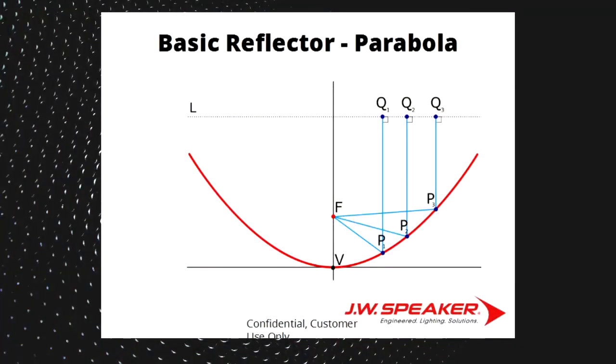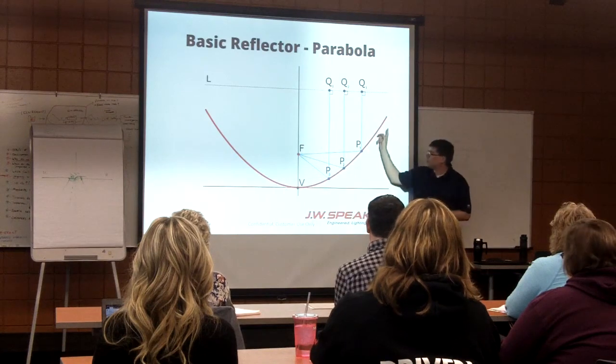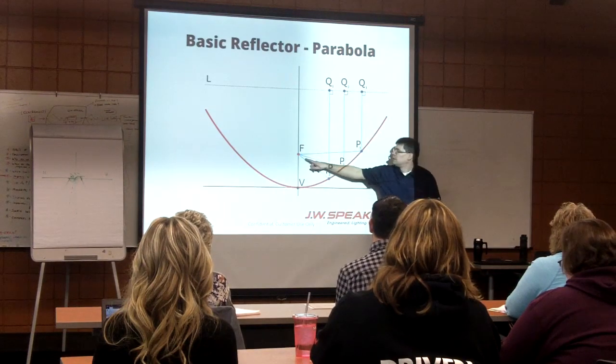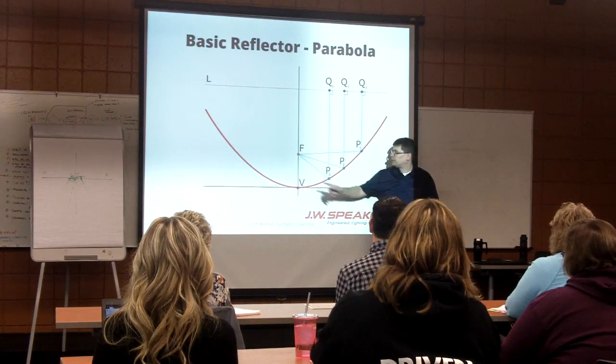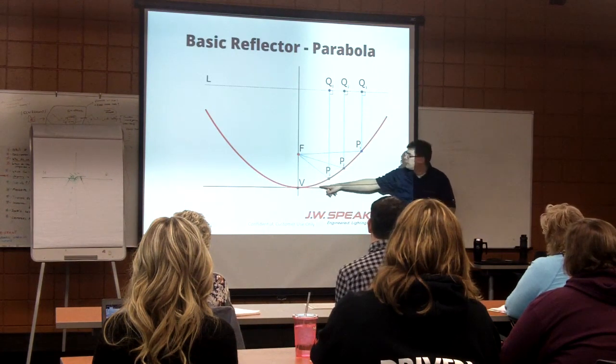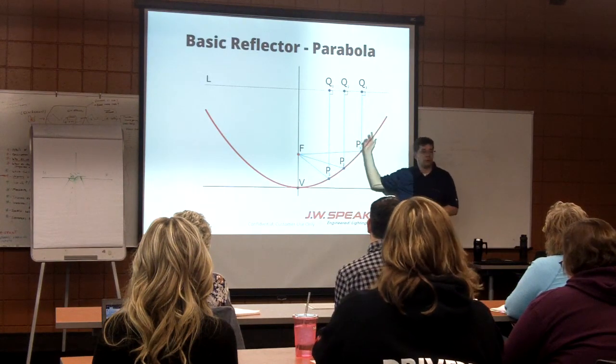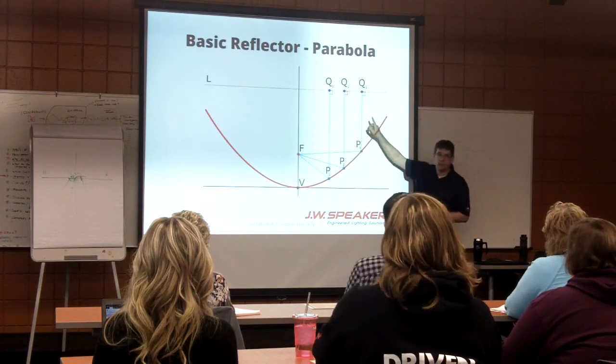So this is a very basic representation of a parabolic reflector. So what does a reflector do? A reflector is going to take light from the source and bounce it in a different direction. In this case, this red line would be our reflector. It has a focal point, so this is where our light source would be, and the rays that come off that light source hit the reflector and go straight out. And if it's a pure parabola, it's always going to go straight out.